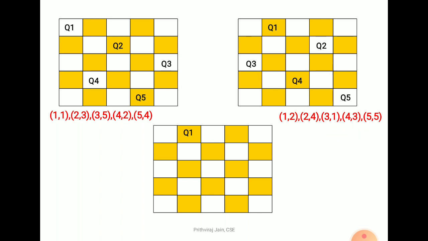One more solution is q1 at the second position of the first row, q2 at the last position of the second row, q3 at the third position of the third row, q4 at the first position of the fourth row, q5 at the fourth position of the fifth row. So this is the solution, and these are 3 possible solutions available for the 5 queens problem. There may be some other solutions, but these are the solutions we have found.